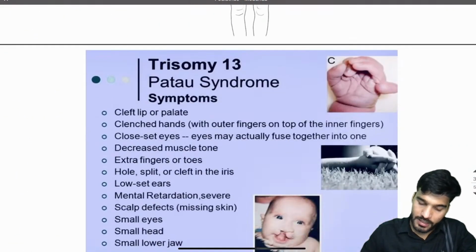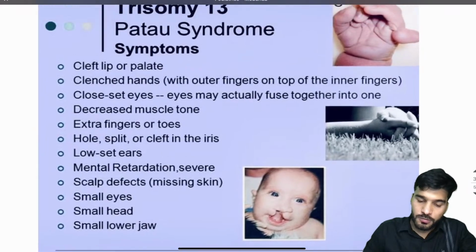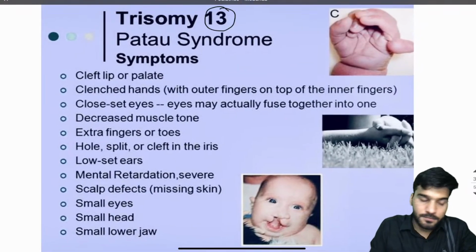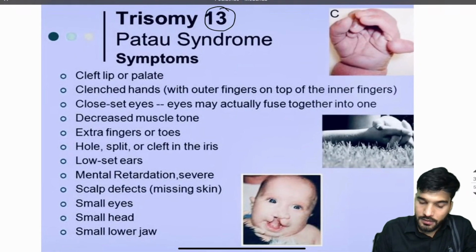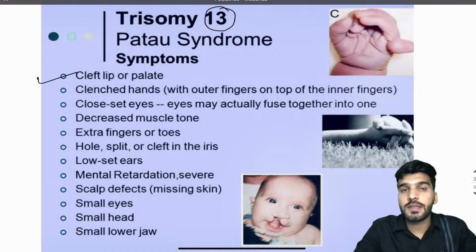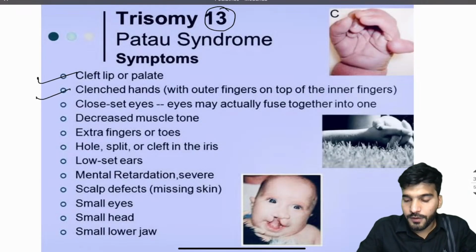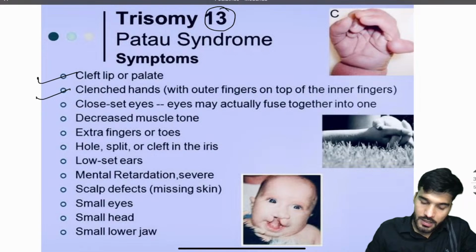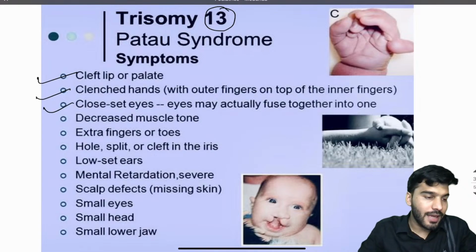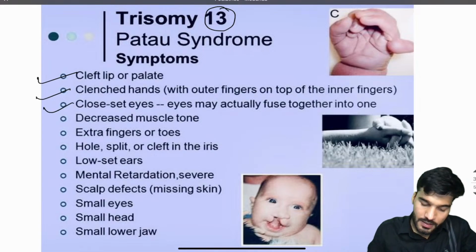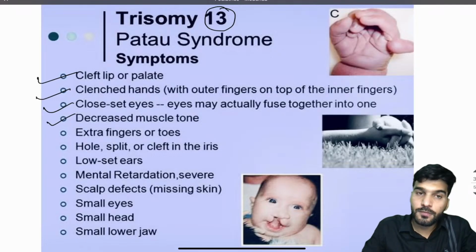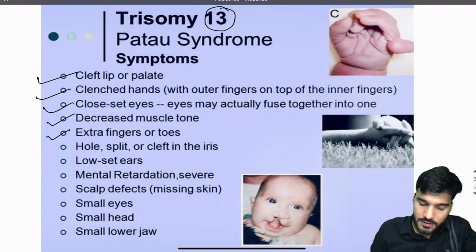Next question, guys, Patau syndrome, it's trisomy 13. The features of Patau syndrome are cleft lip or palate. There are clenched hands with outer fingers on top of the inner fingers. There are close set eyes; eyes may actually fuse together into one. There is decreased muscle tone. There are extra fingers or toes. There is a cleft in the iris.